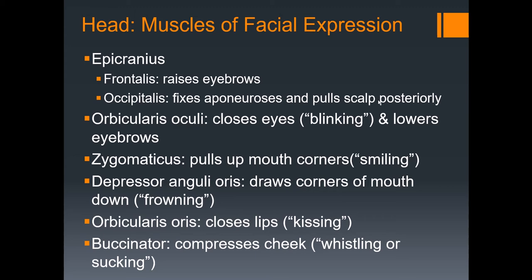The buccinator is a muscle in your cheek that you use when you whistle or if you're sucking fluid through a straw. So it compresses those cheek contents. So if you can whistle really well, that means you have pretty well functional buccinator muscles. I personally can't whistle worth a damn.